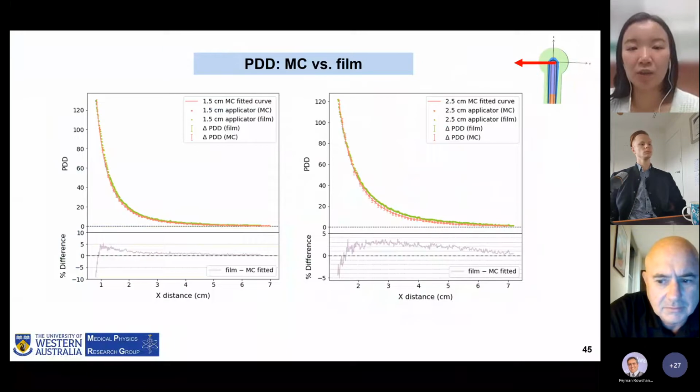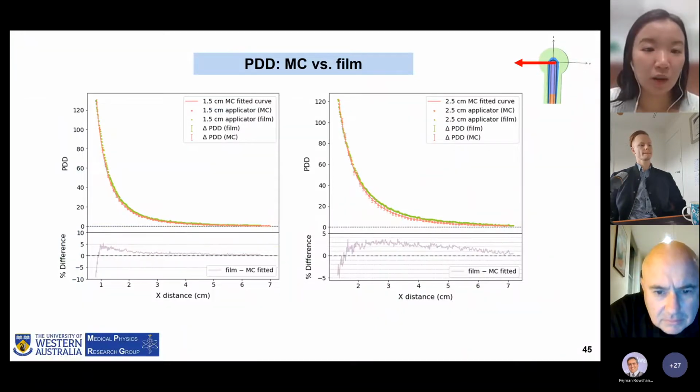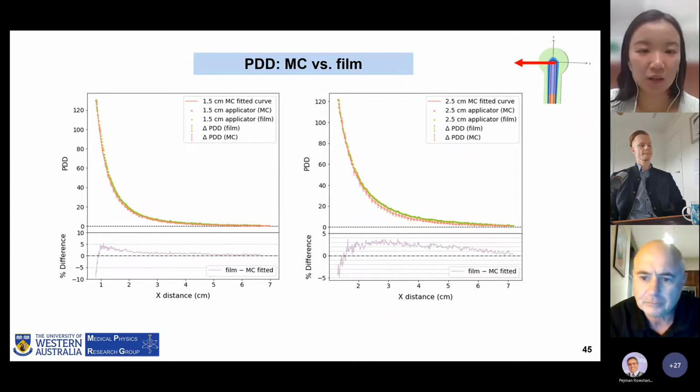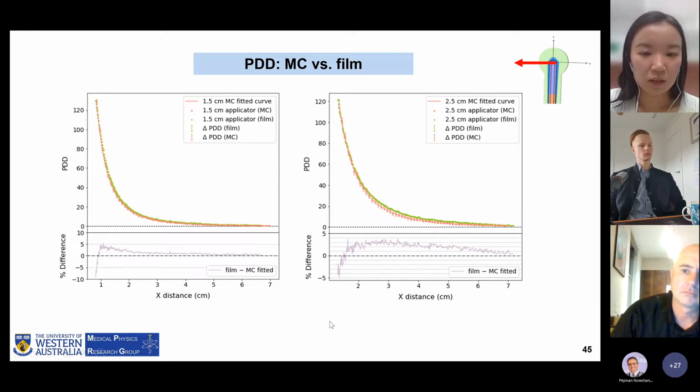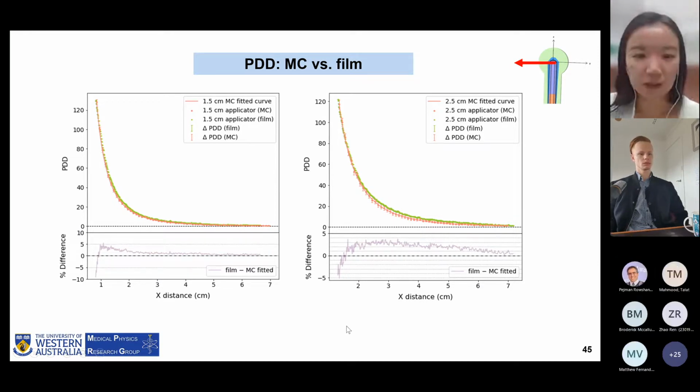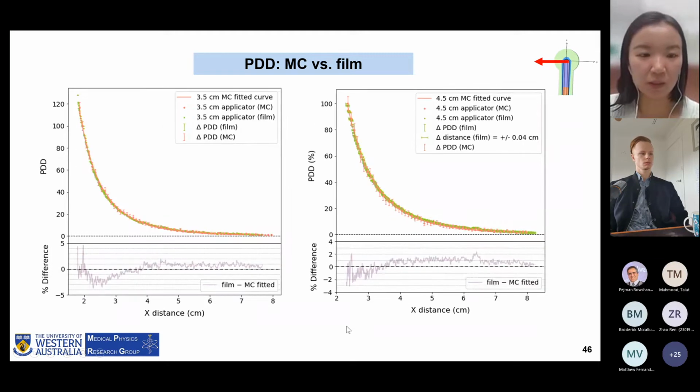These are the PDD results for film. The orange line is the Monte Carlo fitted curve, and the green dots are the film measurements. As you can see, there's some discrepancy, especially in that right graph, but most of them are pretty good. It's quite noisy, even though we passed a median filter through it.